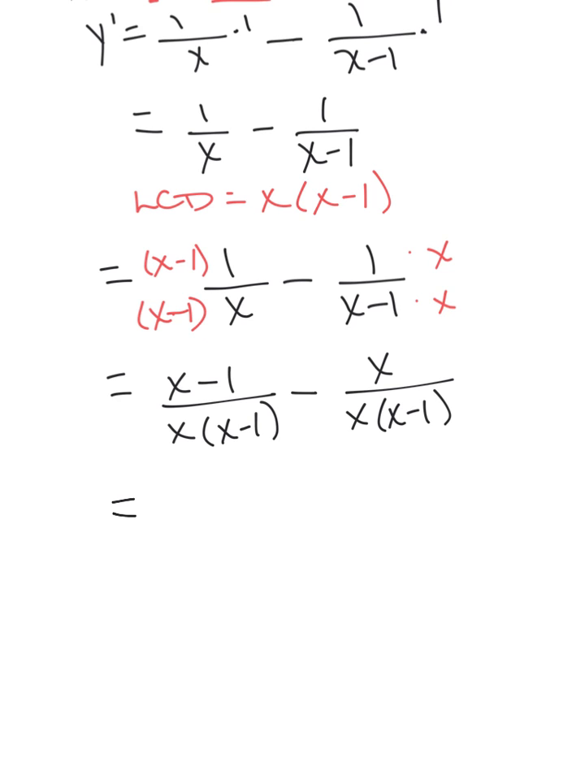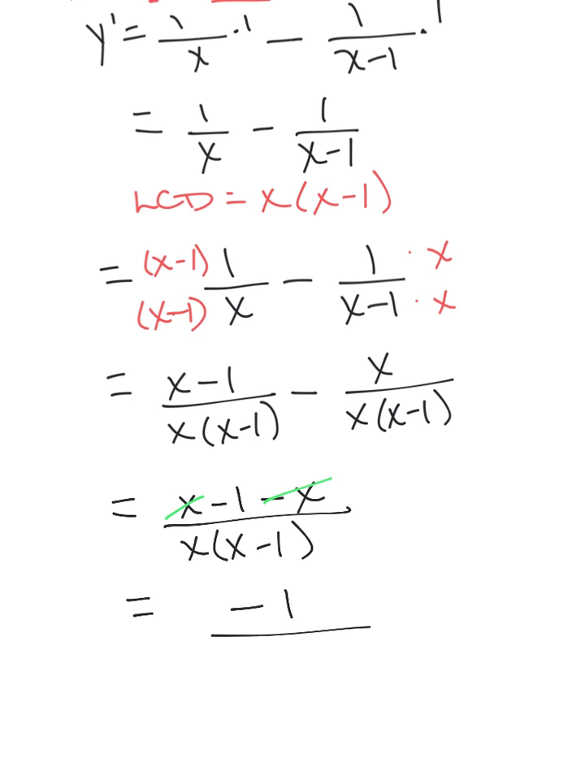Now that I have a common denominator, I can write this as one fraction. So I would have x minus 1 minus x over the common denominator of x times x minus 1. But notice that we have x minus x, so the numerator simplifies to be just negative 1 over x times x minus 1.